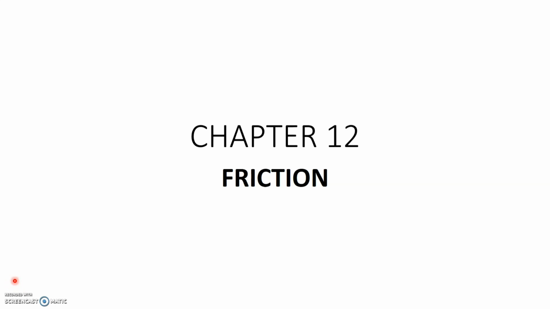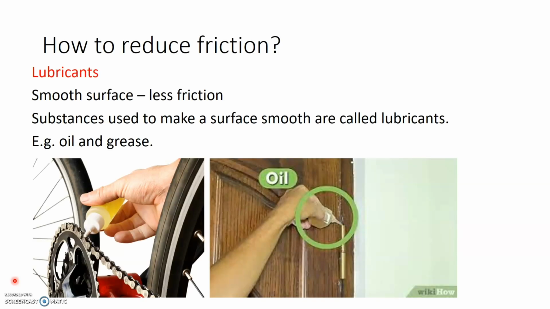We have learned in our last class what the harmful effects of friction are, or in other words, the disadvantages of friction. In today's class, we are going to learn the different methods by which we can reduce friction. We have already learned that when two surfaces are in contact with each other, there is a force of friction. Now let us see the different ways in which we can reduce this friction.